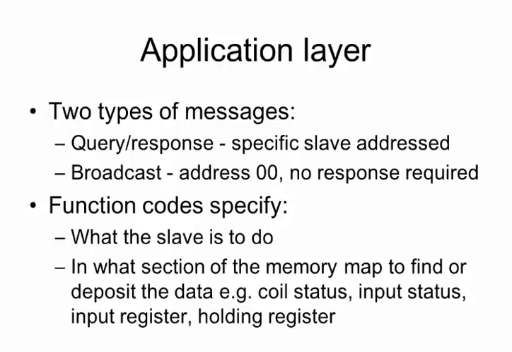There are two types of responses over the network we can get: query response with polling, hitting a specific slave, and a broadcast. If you send out to address 00, it's basically, here, everyone have this. No response needed. These function codes tell the slave what to do, and they also tell it where in the memory map to find or deposit the data.